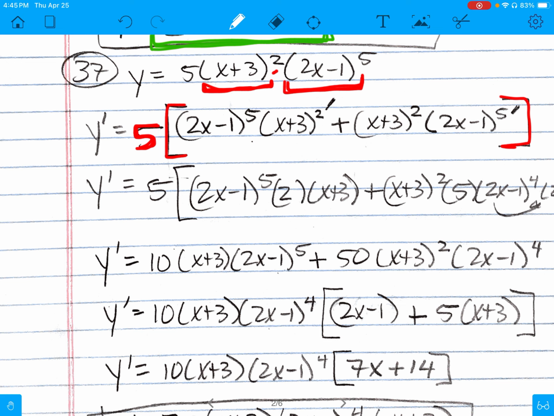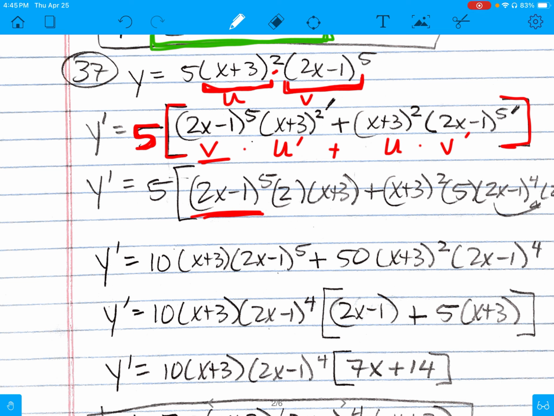Now the product rule says that if this is u, the x plus 3 quantity squared, if that's u, and the 2x minus 1 to the 5th, that's v, we take v times u prime plus u times v prime, or v times the derivative of u plus u times the derivative of v. And then from there, the v just carries down like it was because we're not finding the derivative of that at first. It's just v. Then u prime.